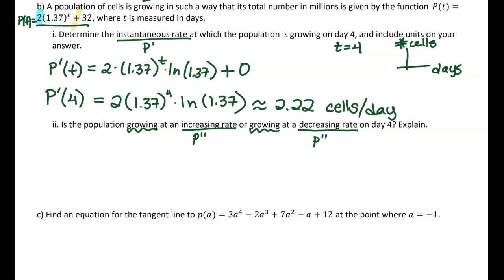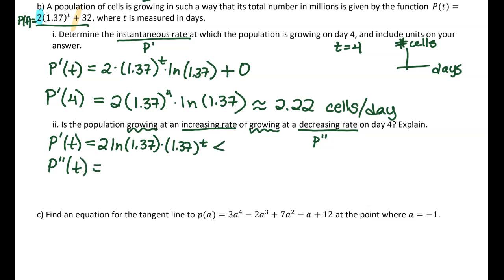So we need to find p double prime, which means I'd like to just reorganize my p prime a little bit, because p double prime is the derivative of p prime. So I'm going to take this and 1.37 to the t. Let me erase my scribblings here for now. And I need to take its derivative again using shortcuts. So this is basically a full reset. It doesn't matter what we started with. It only matters what p prime is. We pretend like that's the original function and we apply shortcuts in the exact same way.